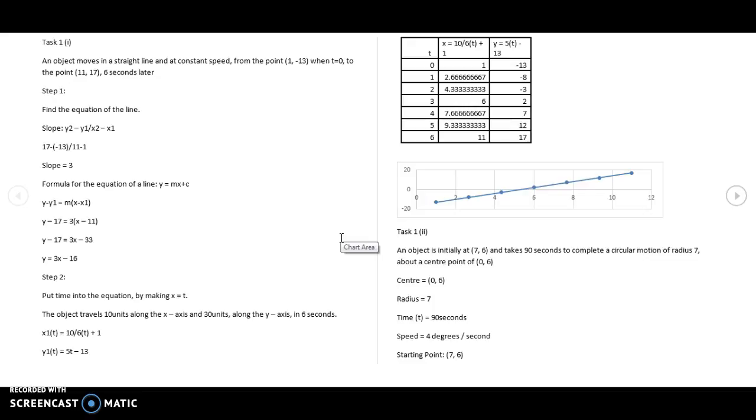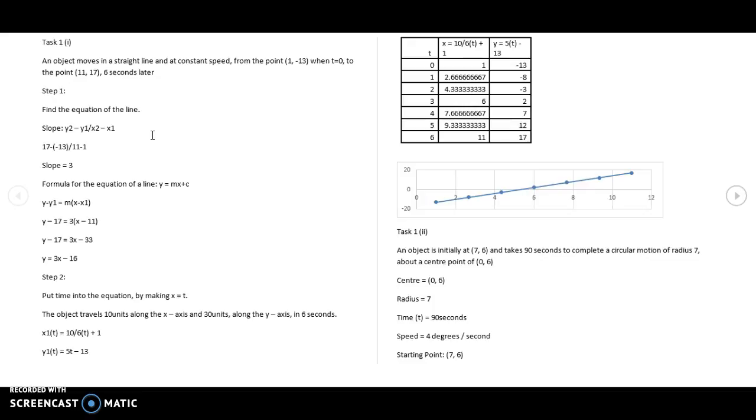So the first part of this was to find the equation of the line, and you do that first by finding the slope. So that's y2 minus y1 over x2 minus x1. And in this situation, the slope is equal to 3. And the formula for the equation of the line is y is equal to mx plus c. And you get this from y minus y1 is equal to m times x minus x1. For this, I used the point 11, 17, and I got the equation y is equal to 3x minus 16.